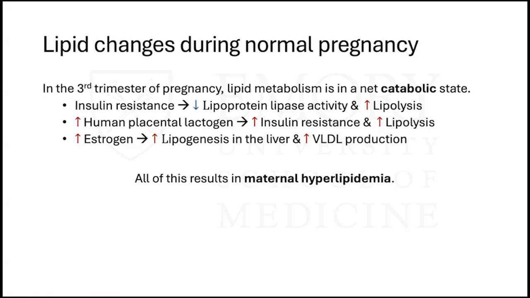At this time, you also see a peak in estrogen level, and that leads to increased lipogenesis in the liver, as well as increased production of very low density lipoprotein. All of this results in maternal hyperlipidemia. And again, the point of all of this is that you have a growing fetus and you want to shunt energy to meet the energy demands of the fetus.